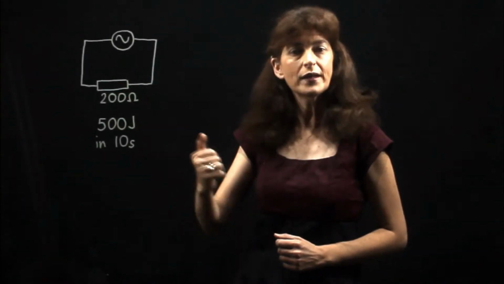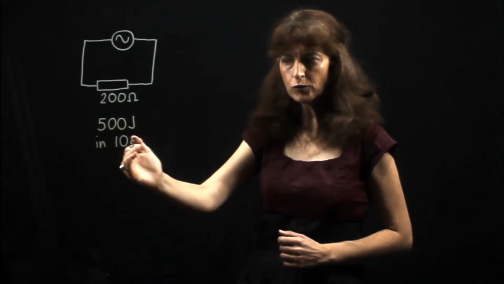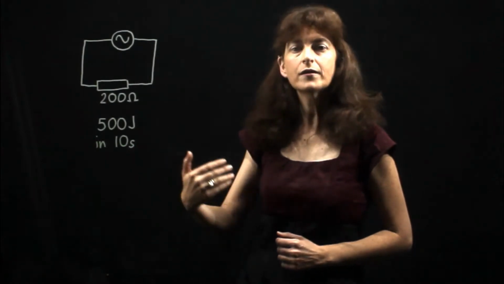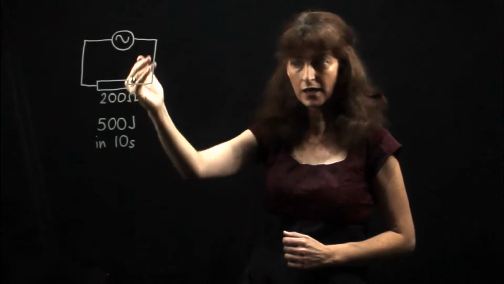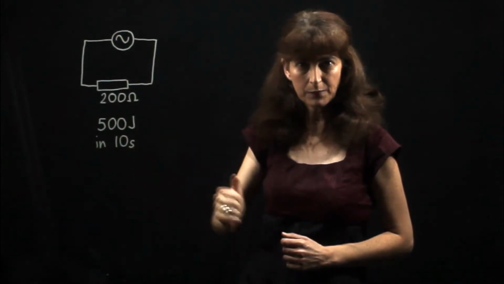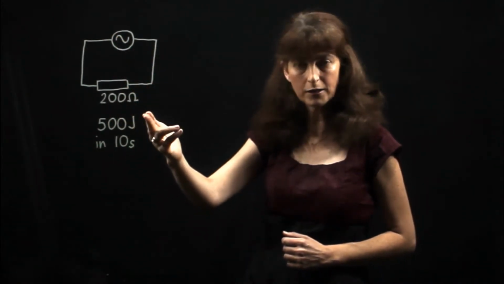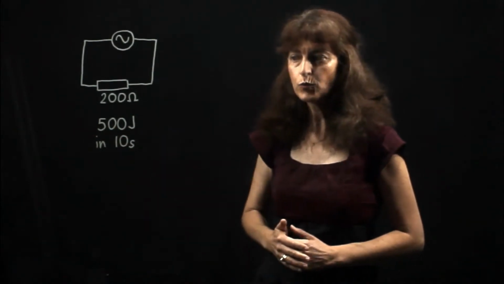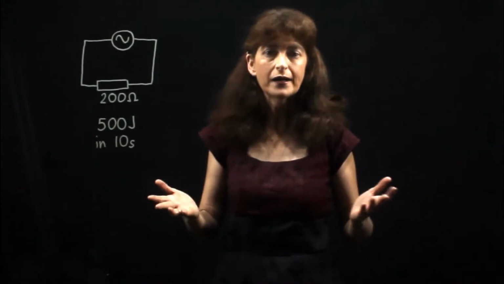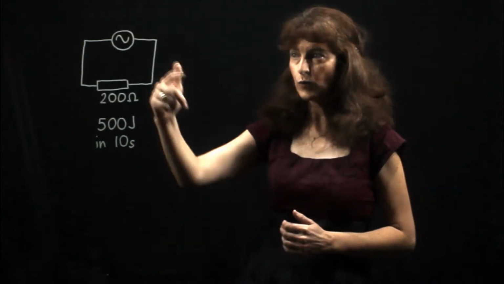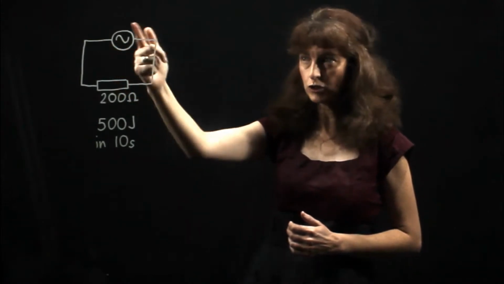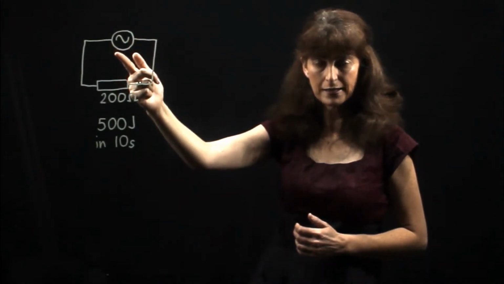Now we're told that we have a 200 ohm resistor. When it's placed in a circuit with a DC power source, it dissipates 500 joules in 10 seconds. We then replace the DC power source with an alternating current AC power source, and we get the same power dissipation, the same rate at which energy is dissipated. And we're asked, first of all, to define what root mean square voltage is, and then to find out what the maximum root mean square voltage of this alternating source is.